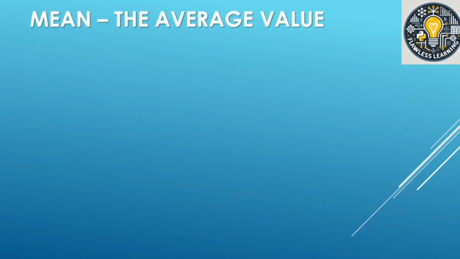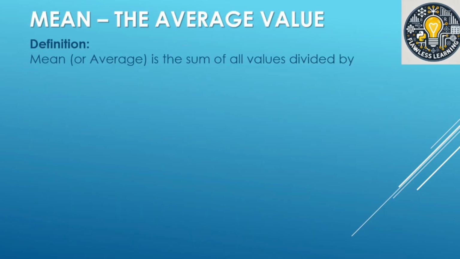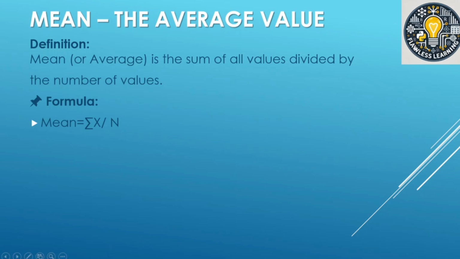So let's start with central tendency. First is mean, the average value. What is the definition of mean or average? It is the sum of all values divided by the number of values, right? Now what is the formula? Basically it's summation of x divided by n. This is the equation, and this is the symbol of summation. Summation of x means we sum all values in the data set, divided by capital N, where capital N is the total number of values.